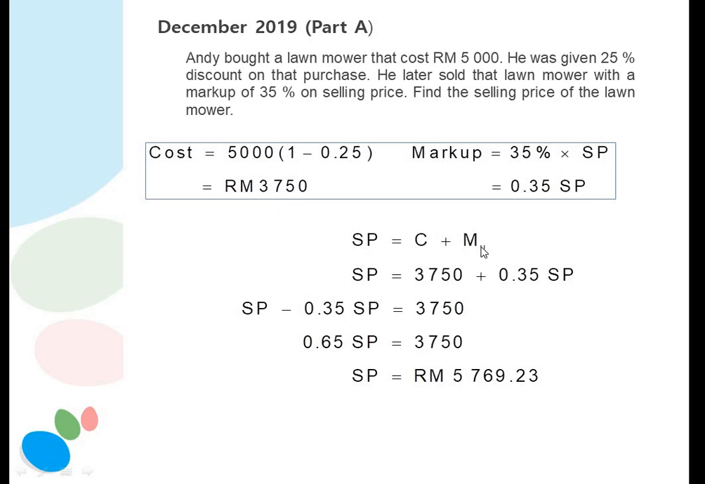Okay, the cost 3750 and markup is 0.35 SP. Okay, here SP means that 1 SP. So here we have 0.35 SP. We move to left. So 1 SP minus 0.35 SP, we get 0.65 SP equal 3750. Okay, as for the final answer, 3750 divided by 0.65, we get SP equal RM5769.23. Okay, so the cost was 3750, and then he sells the lawnmower at RM5769.23. So from here he made quite a huge amount of profit. Okay, he gets some profit lah.